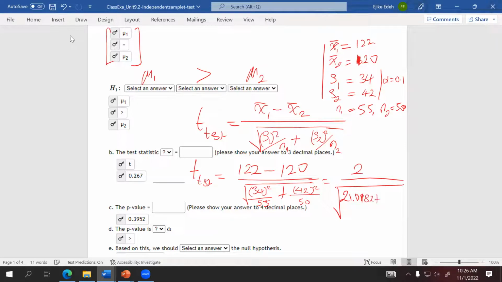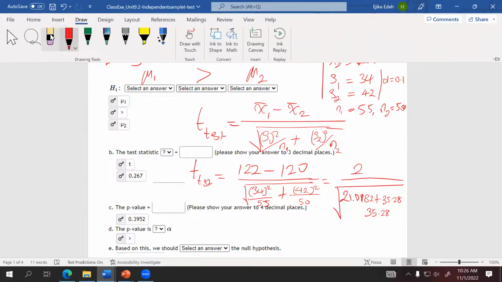21.0182. And we are going to add the other part of it, 42 raised to the power of 2 divided by 50. 35.28. I got that too. Okay, thank you. Can we make it 4 digits? That's all there is. Okay, so we can actually write it here then.